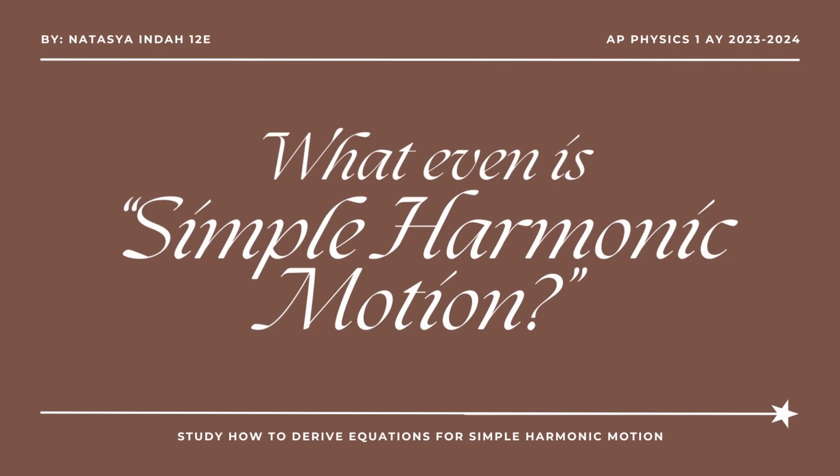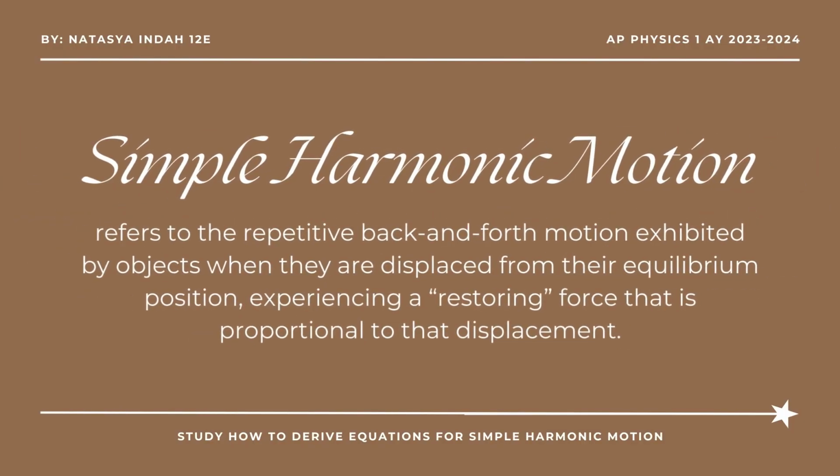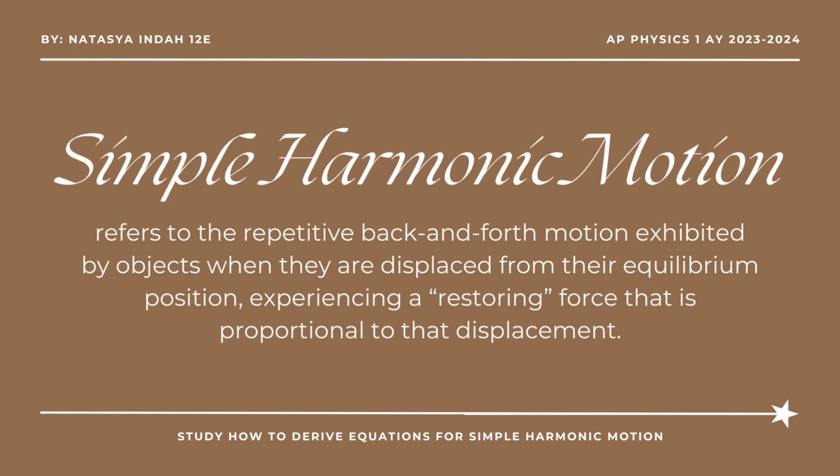Before we begin, I will briefly introduce what simple harmonic motion means to those who aren't familiar with it. Simple harmonic motion means a repetitive back and forth motion in an object where it is displaced from its equilibrium position, and the object itself experiences a restoring force that is proportional and opposite to the displacement.